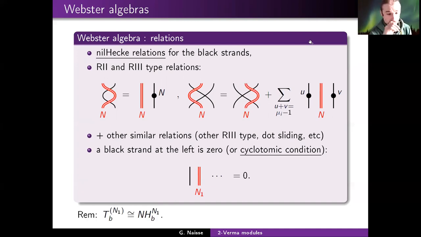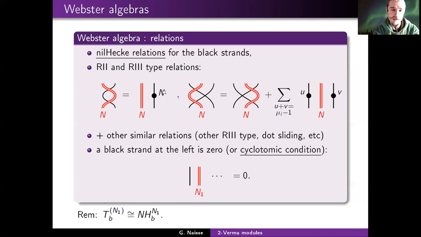And already from here, you can observe that if we only have one red strand, so a one weight, then the algebra we get will be equivalent to the cyclotomic nil-Hecke algebra. And indeed, because of this cyclotomic condition, you can basically assume that you do not have diagrams with a black strand on the left of the red strand.